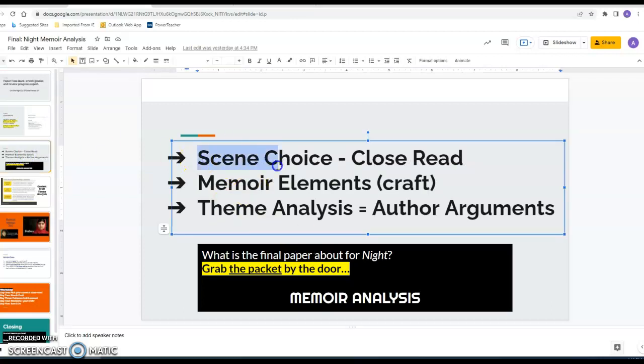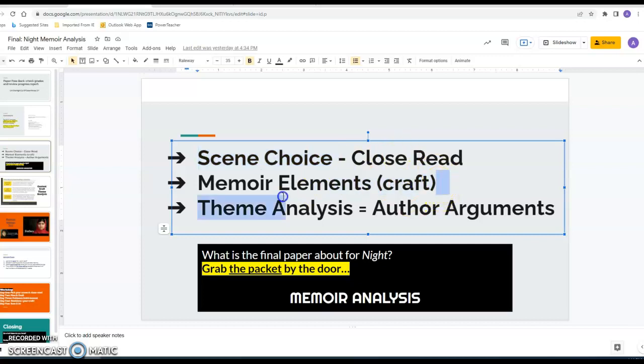So you need to be able to pick a scene. You're picking any scene you want from Night. A lot of discussion today was about chapter 2. A lot of kids picked the scene where the cattle trains are packed with all the men after the death march and how they fight over a crust of bread. That was a pretty powerful scene for many students. If I were to pick a scene that stood out to me, it would be how he concludes it with the image of him as a corpse in a mirror.